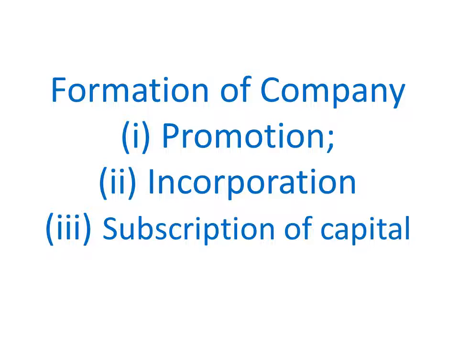You remember, we have studied about the two types of companies. One was public company, other one was private company. And while doing the privileges of a private company, we did that a private company can be formed just after the incorporation, but a public company has to go through all the three stages, that means promotion, incorporation and capital subscription. Now let us start doing in detail the first step, that is promotion of a company.